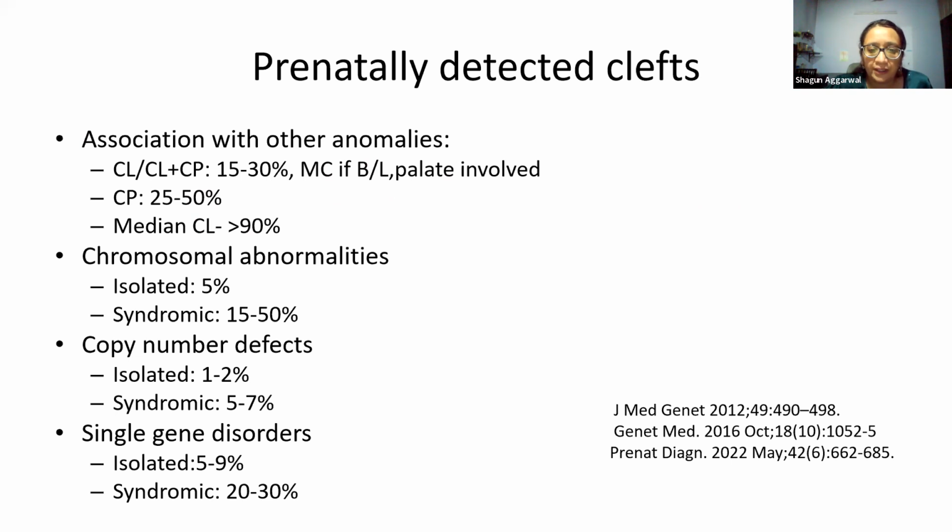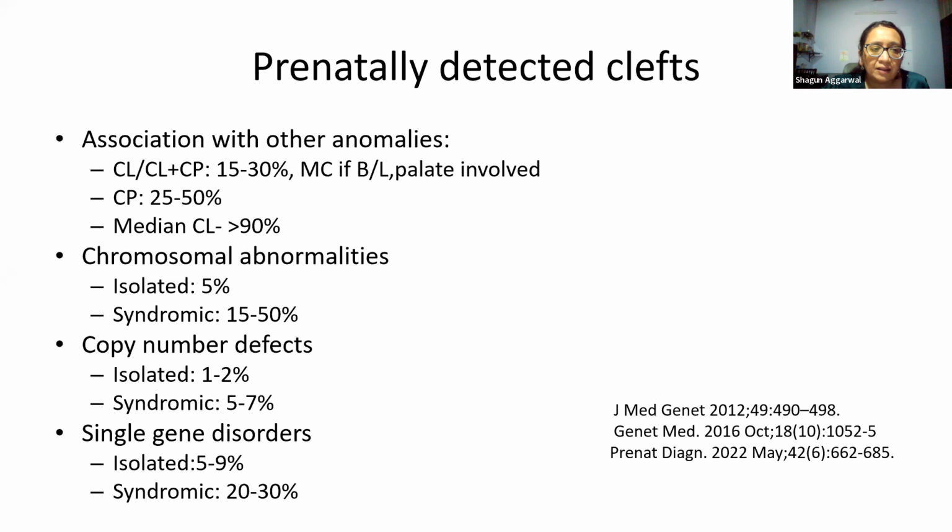So it's very important that we know this and we counsel the families about this. But then for those 30% which are syndromic, for picking those up, the first step, of course, is to do a detailed scan and then look for associated abnormalities.